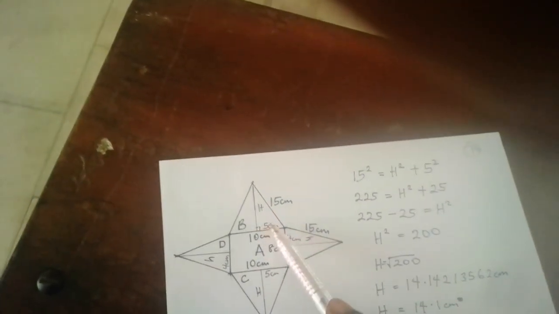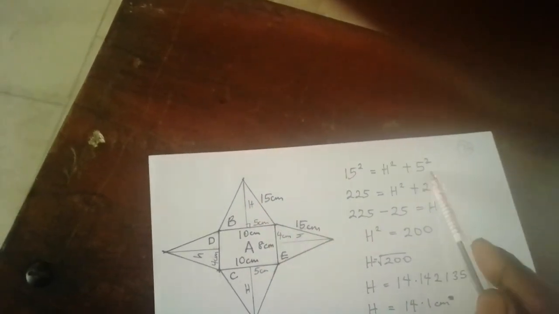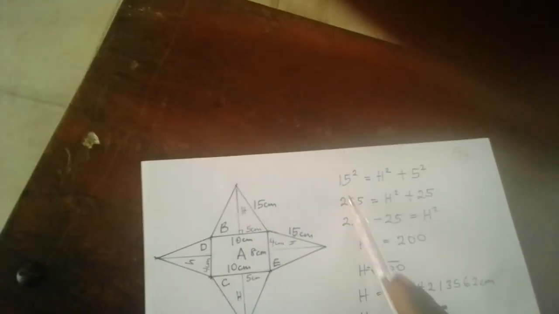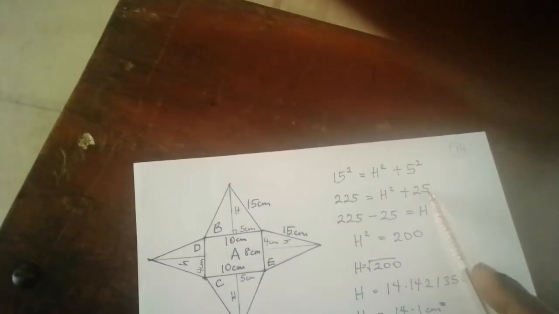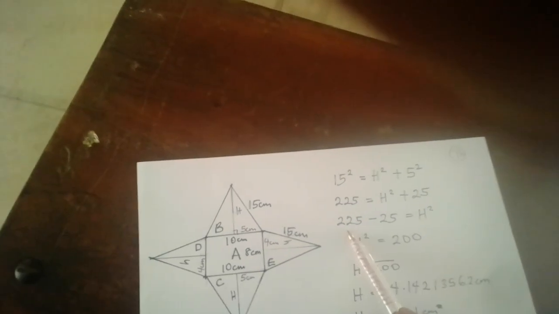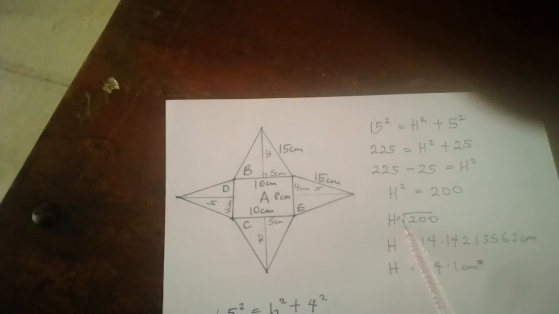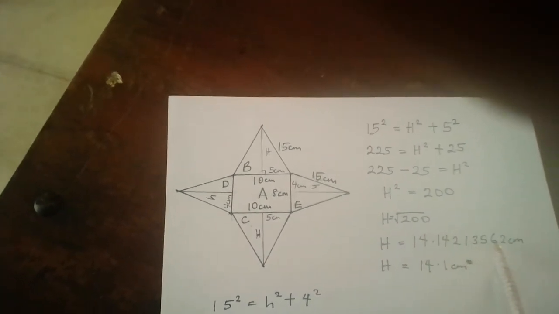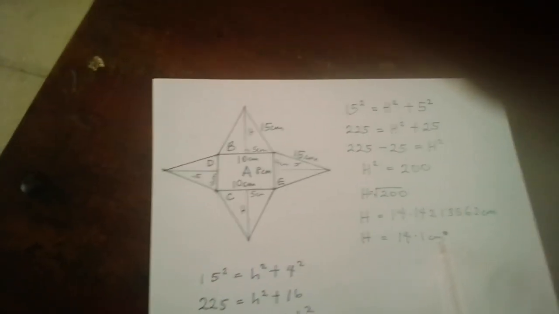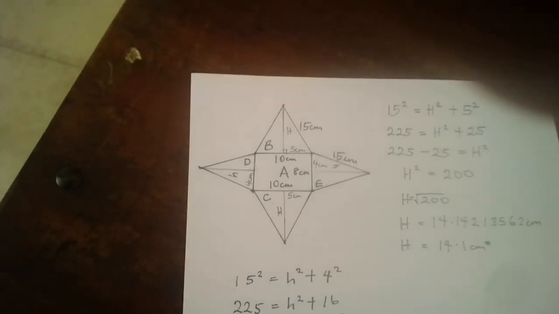So the hypotenuse, 15 square, is equal to h square plus 5 square. So 15 square is 225, equal to h square plus 5 times 5, which is what? 25. If I bring this 25 to this side, I have 225 minus 25 equals 200. So to get h, you now find the square root of 200, which will give us 14.14213562 centimeter. So h will now be what? 14.1 centimeter.